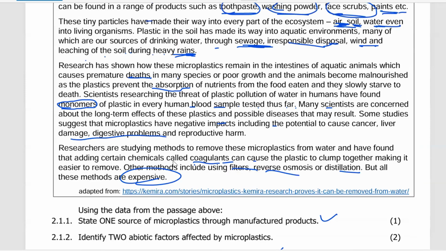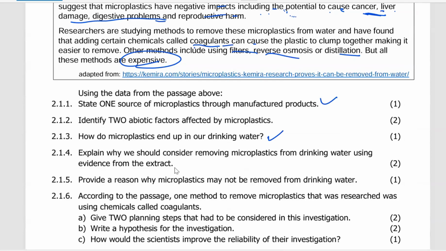They're saying that some studies suggest that microplastics have a negative impact, including the potential cause of cancer, liver damage. Yes, you see that. So many scientists are concerned about the long-term effects, because we don't know them too much yet, but the possible diseases might result. Cancer, liver damage, digestive problems. All these are some of the reasons which make these plastics negatively impact the life of organisms.